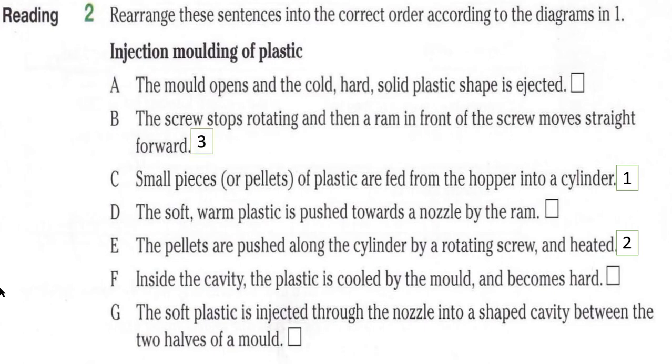Number 3. The screw stops rotating and then a ram in front of the screw moves straight forward. Number 4. The soft, warm plastic is pushed towards a nozzle by the ram. Number 5. The soft plastic is injected through the nozzle into a shaped cavity between the two halves of a mold. Number 6. Inside the cavity, the plastic is cooled by the mold and becomes hard. The final step is the mold opens and the cold, hard, solid plastic shape is ejected.